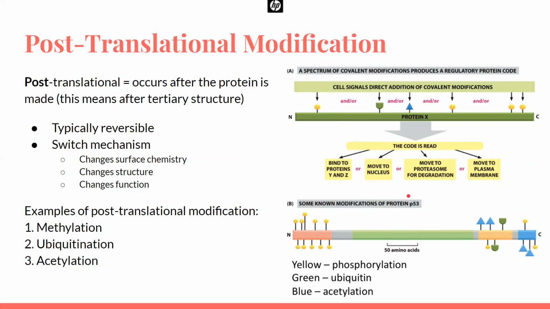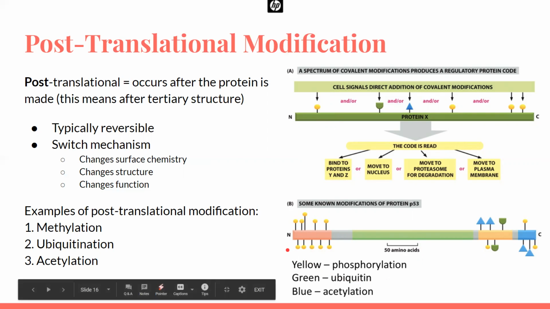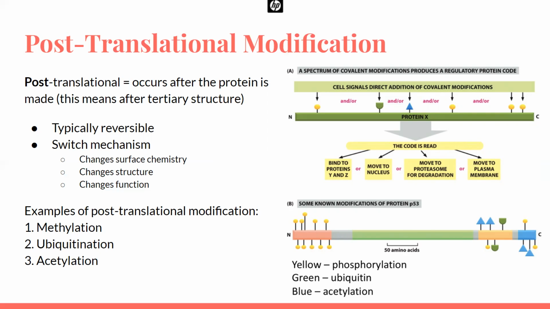An example is p53, which is a tumor suppressor gene, which we also talk about a lot in the cell cycle later on in this class. As you can see near the N-terminus, it has a lot of phosphorylation, and then it has a variation of ubiquitin and acetylation at the end. These are just tagged on to tell the protein where to go and what to do. So that's an example of protein function regulation.